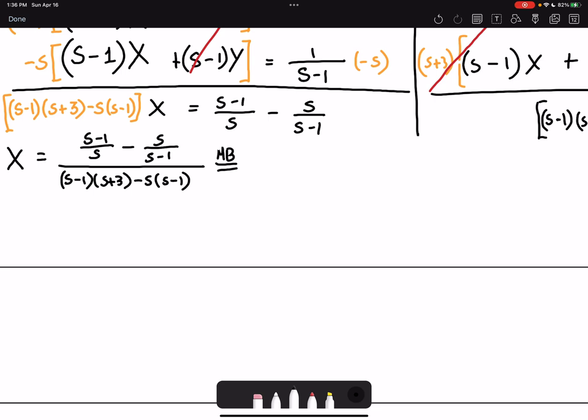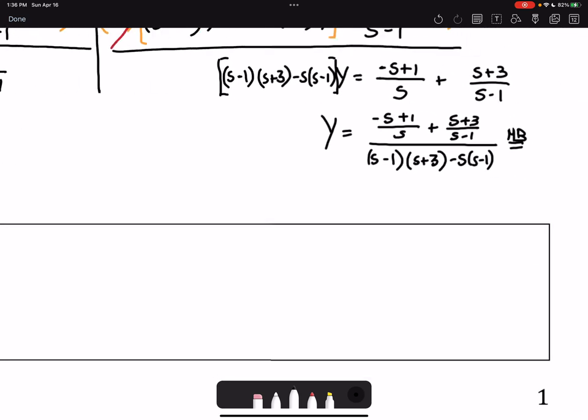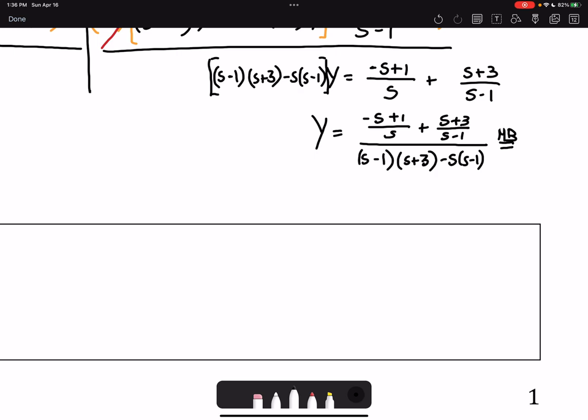And then we have a whole other one, so copy this, paste over here. The denominator is going to be the same, but the numerator is going to be negative s plus 1 over s and plus s plus 3 over s minus 1. This is very error prone. Let's be very careful with this.